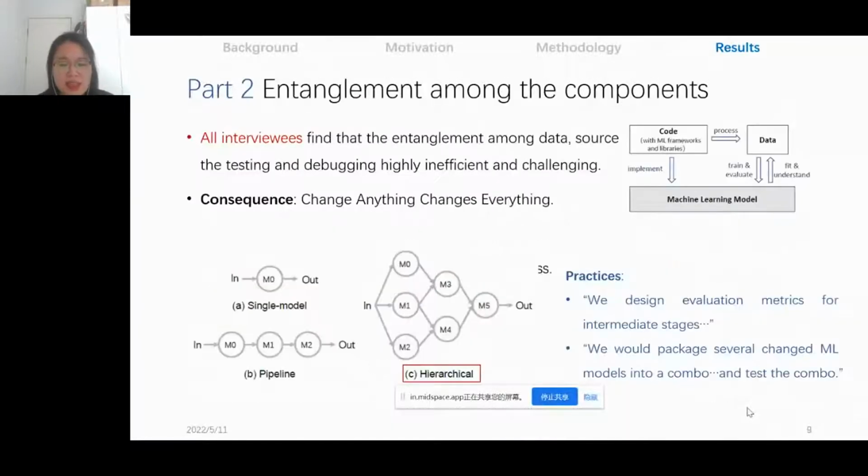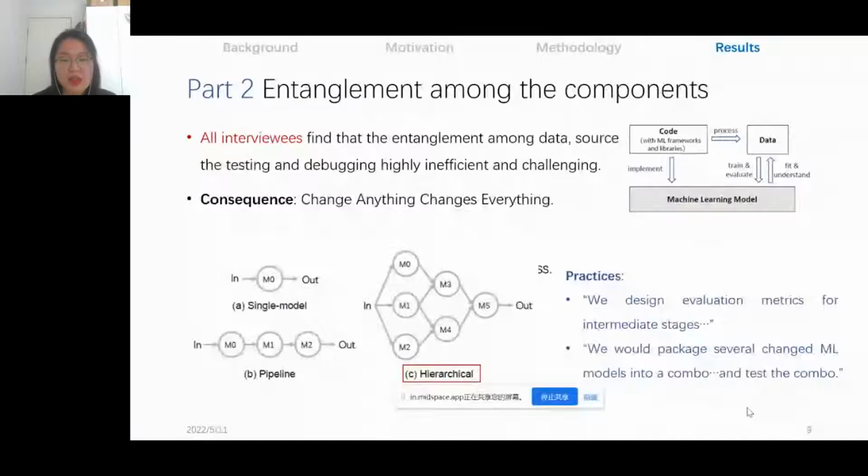Secondly, in machine learning systems, there is entanglement among data, model, and the source code, which makes the testing process less efficient. Although we can test each component individually, they are entangled internally, so any change to the system could mean retesting all components. Moreover, in our survey, we find that there are different architectures of machine learning systems. For example, the hierarchical system divides a problem into some sub-problems and solves the sub-problems with multiple models. Our respondents also find that testing these kinds of systems could be even harder.